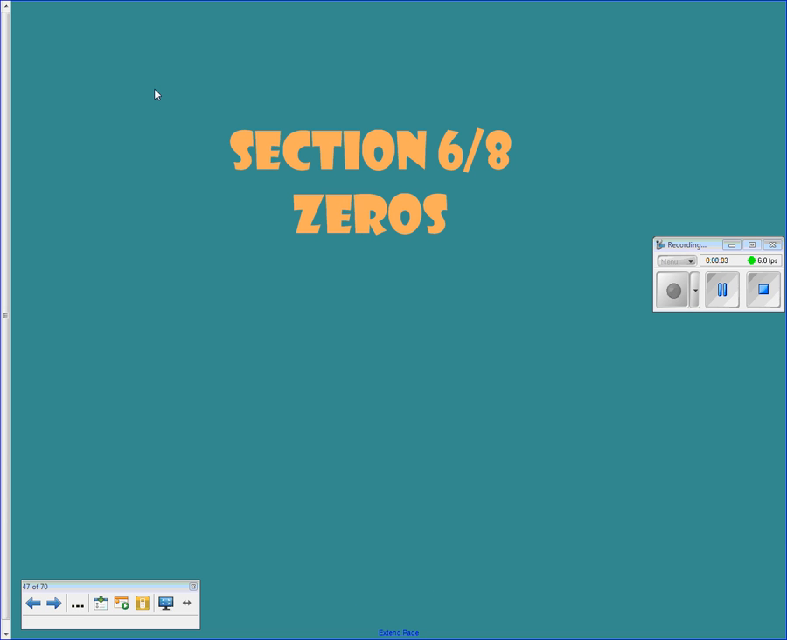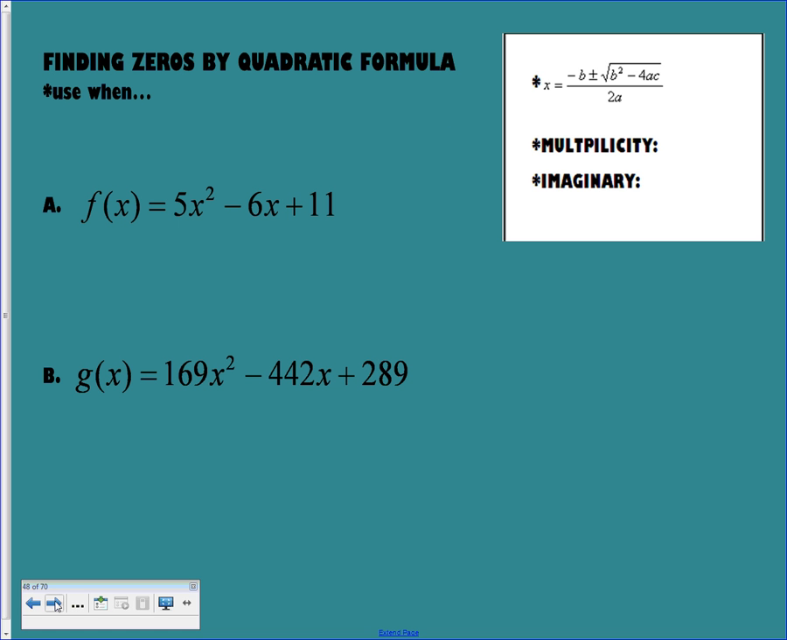Sections 11.6 and 11.8 deal more with the same idea of 11.4 and 11.5, where we're still talking about zeros, but this time we're going to go into a little bit more of the complicated situations. Yesterday we dealt with polynomials that factored nicely and we could find the zeros. Today we're going to look at situations where it doesn't work out as nicely, so we have to use different methods, okay?